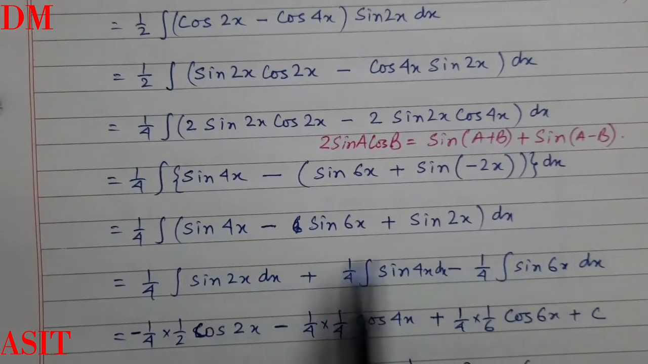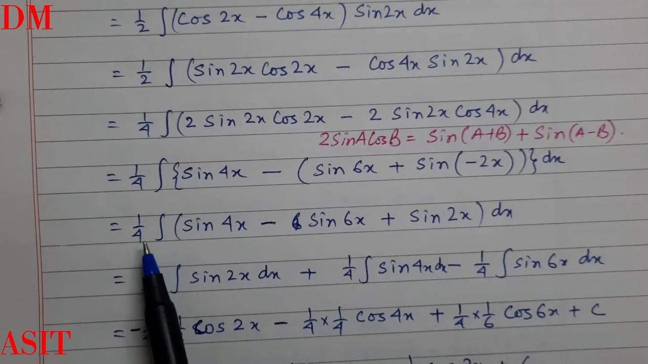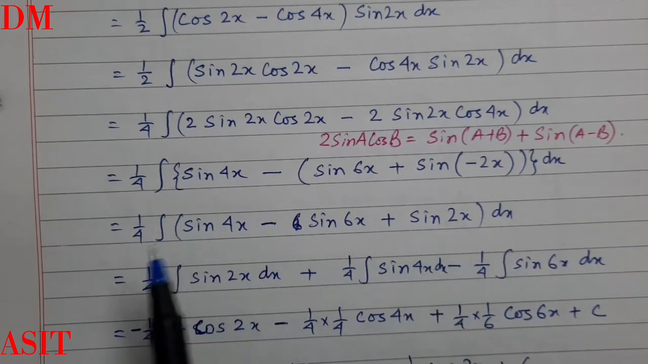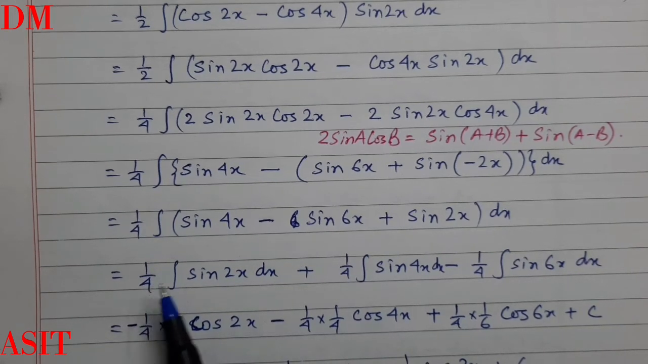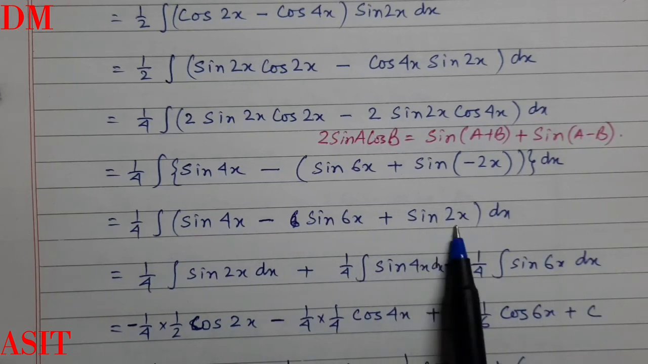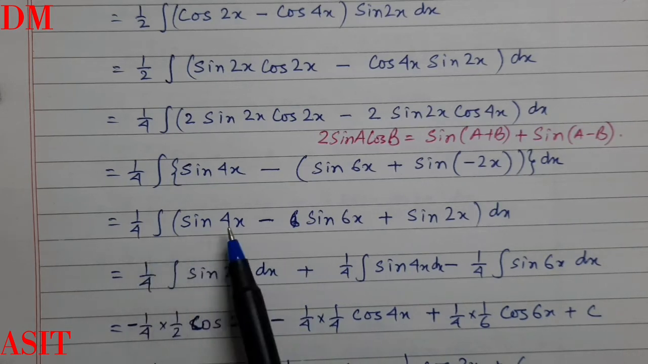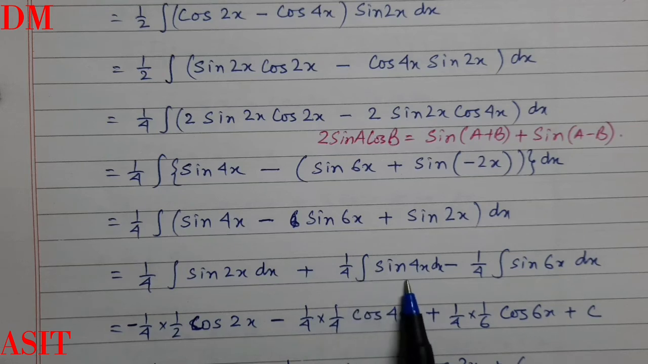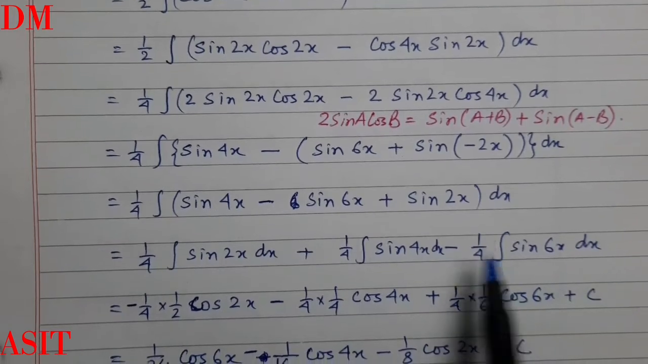Now we will distribute the integration along with whatever is written outside the integration. So actually I have seen many students don't distribute this number. They distribute integration, but they forget to distribute this number. So you have to remember this thing. So this will be 1 by 4 integration of sine 2x. Actually I have written in ascending order. So first I wrote sine 2x. So integration of sine 2x dx plus 1 by 4. Now sine 4x is coming. So integration of sine 4x minus 1 by 4 sine 6x dx integration.